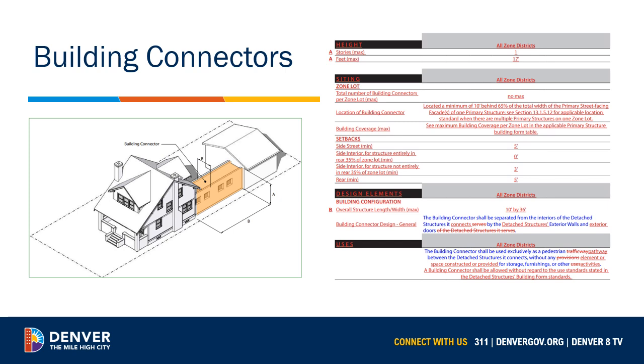This 10 by 36 foot limitation is intended to limit the width of the connector to 10 feet and to give 36 feet in length to accommodate the connector between the primary and accessory structure. Structure length and width are defined by their relationship to the primary street zone lot line, so we left this one a little open-ended to make it possible to review the building connector's width as 10 or 36 feet.